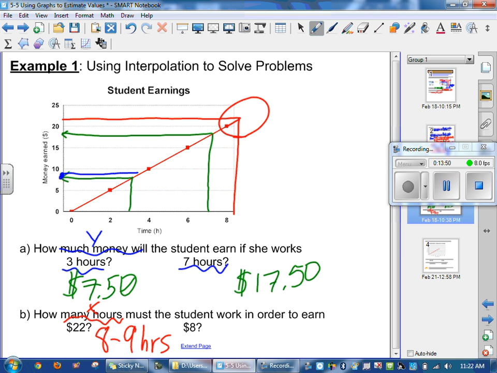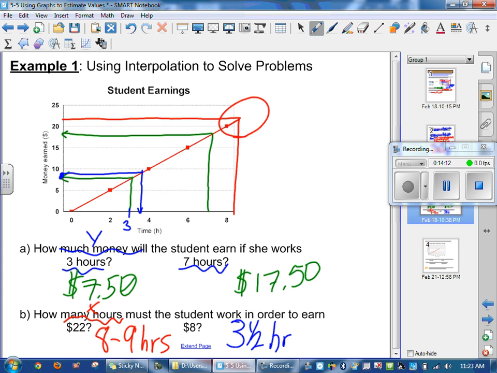3.5. I mean 3.25. Well, you could go 3.5 because it's halfway between them. If that's 3 right there, it's halfway between 3 and 4, right? So it will be about 3.5. So 3.5 hours. We're talking hours, not money. So it's going to be 3.5 hours. Okay, is that clear on how to do that?